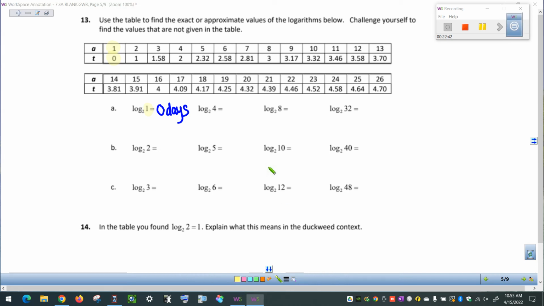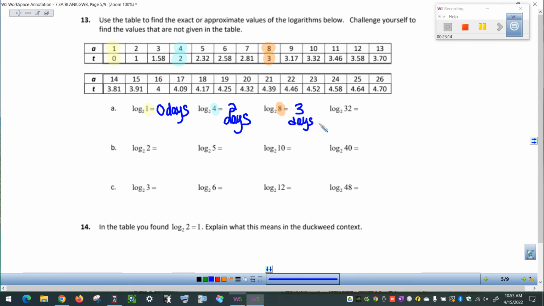If we look at the next one here, log base 2 of 4, this is asking, how long does it take to grow to a size of 4? We're going to find an area of 4 in our table, and we can see that that took 2 days. One more together here, log base 2 of 8 is asking, how long does it take to grow to a size of 8? And we see down here that that is 3 days.